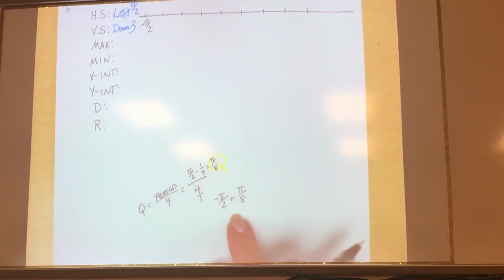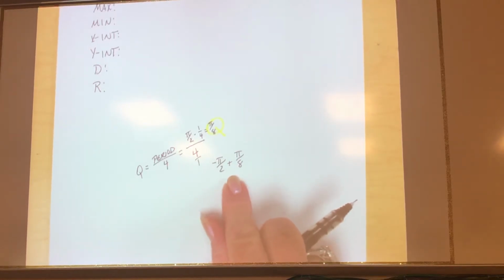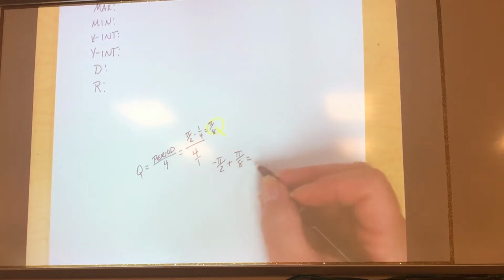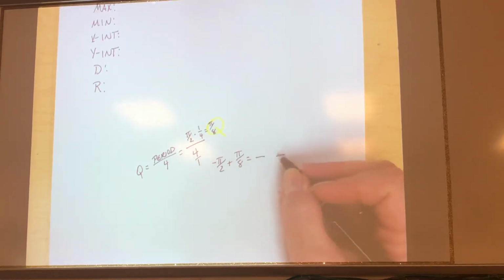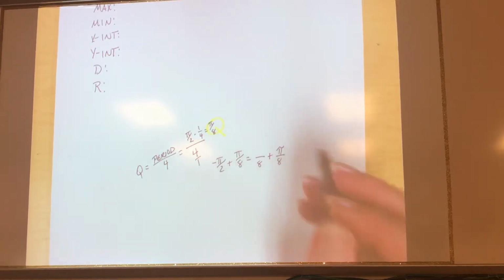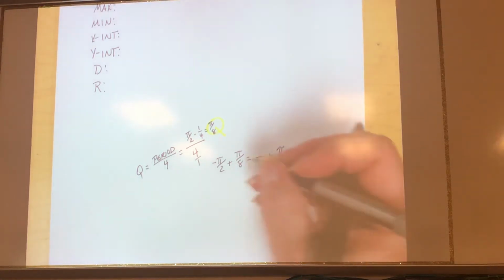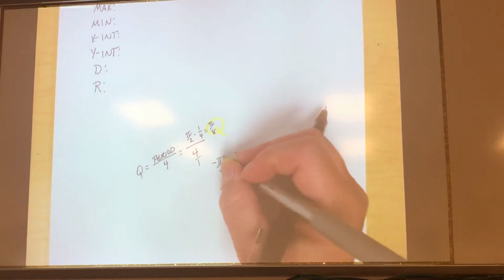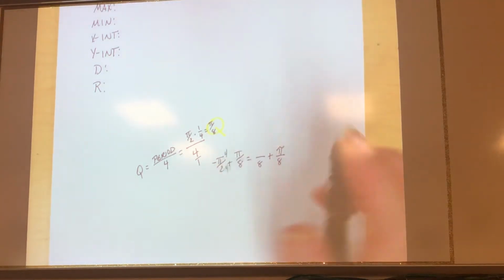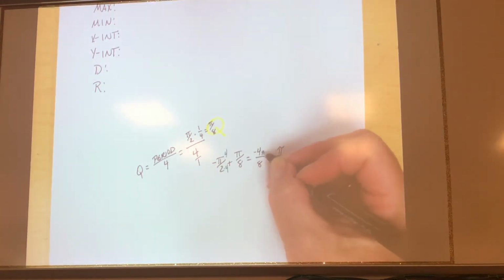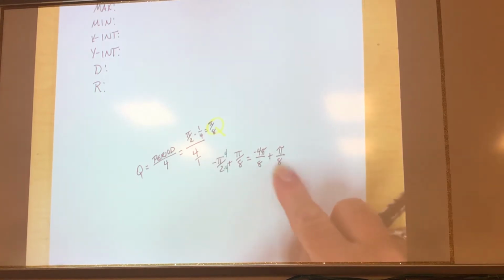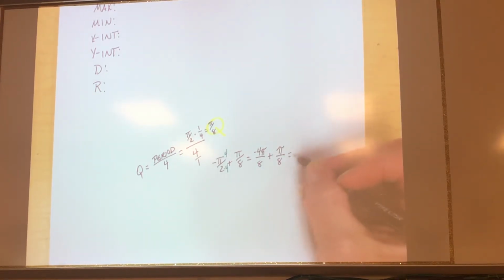Okay, so this is what you should have done. Negative pi over 2 plus pi over 8, plus my Q. You have to have a common denominator between 2 and 8. What's it going to be? 8. This one's already over an 8. This guy over here, I have to multiply by what? 4. So that becomes negative 4 pi over 8. What's negative 4 pi over 8 plus 1 pi over 8? Negative 3 pi over 8.